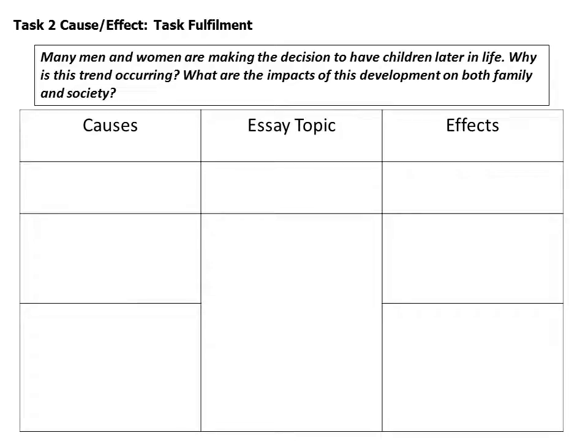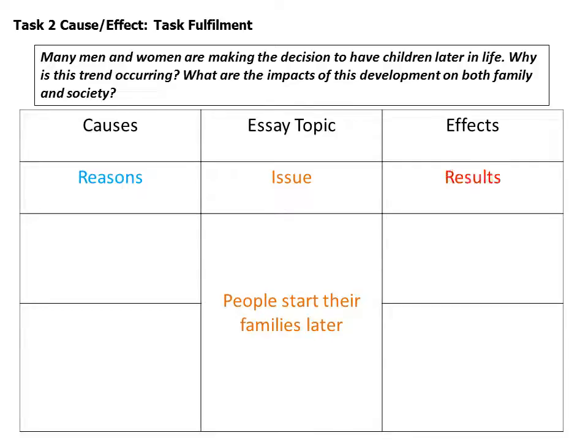Here is the topic for the exercises that you're about to look at on the web page. In this case, having children later in life is not so much a problem as an issue. And the issue is that people start their families later. So now you need to think about the causes. So what are the reasons? Why do people start their families later? And the effects? What are the results if people start their families later?